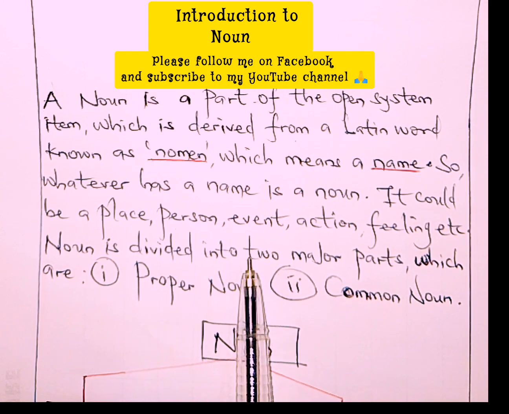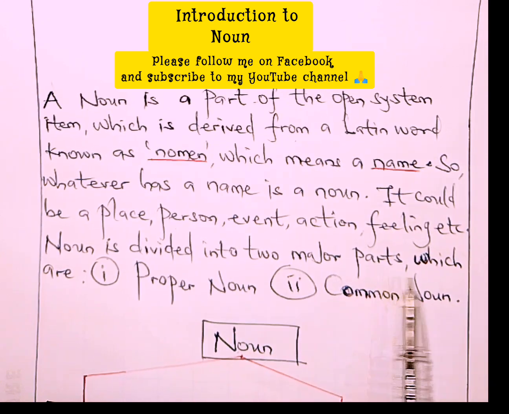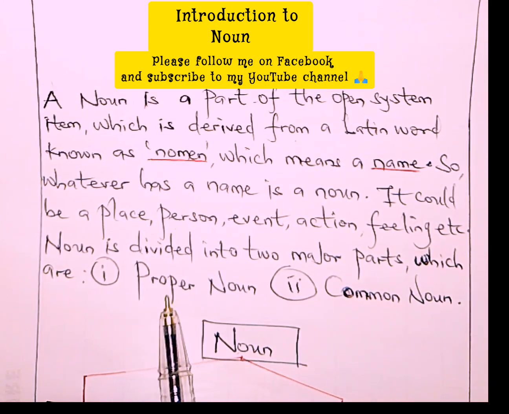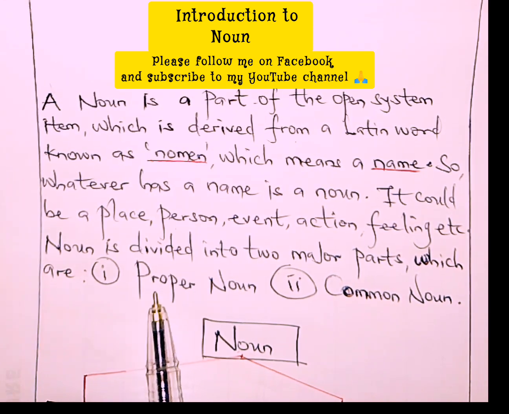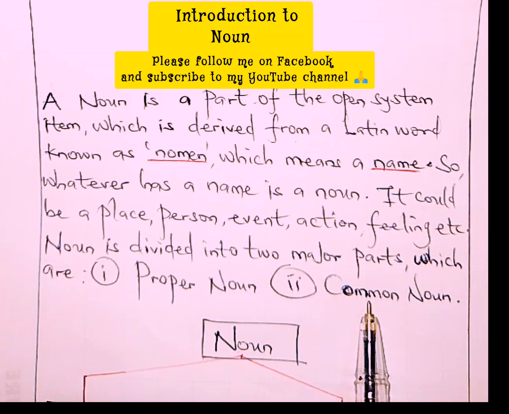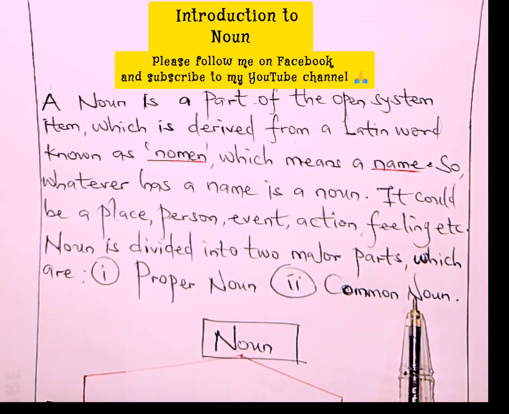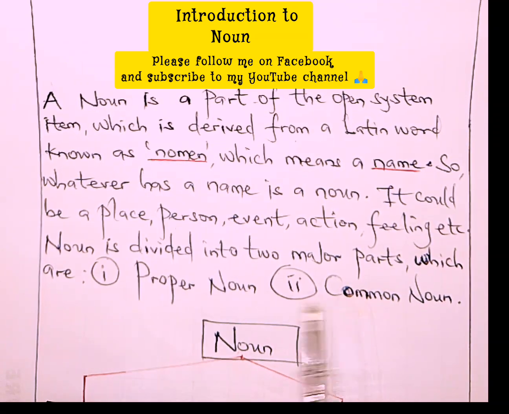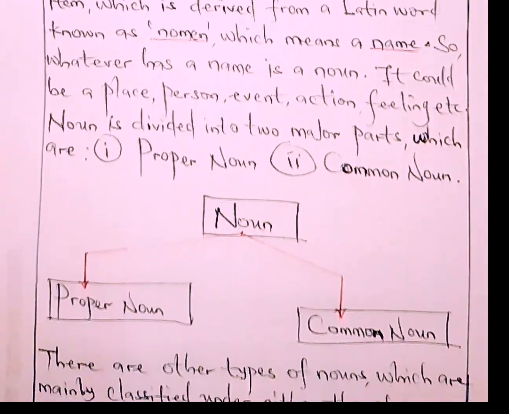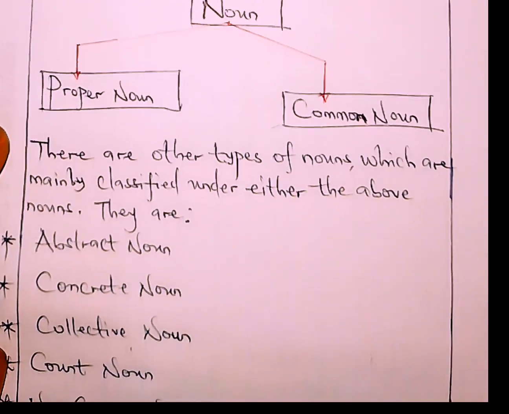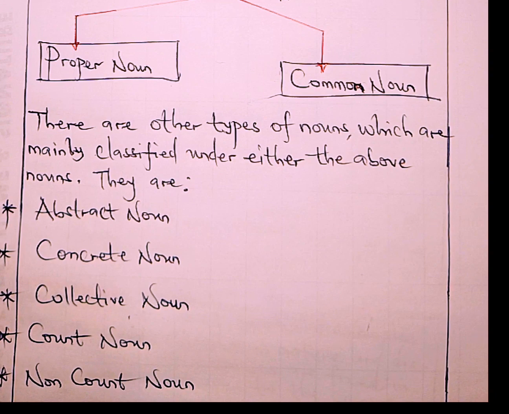Now, a noun is divided into two major parts. The first major part of a noun is what we call the proper noun, and the second part of it is what we call the common noun. We're going to be working on these first two in our next exposition.